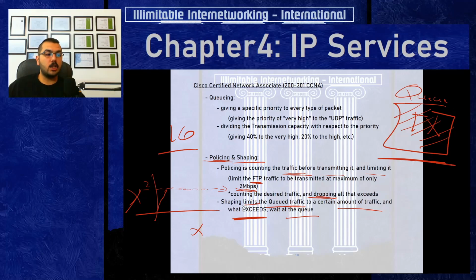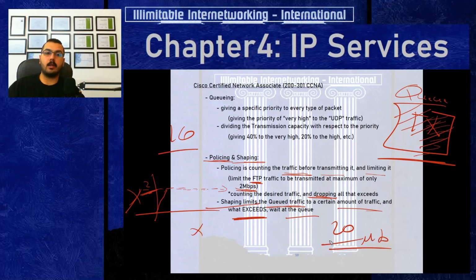But when you apply shaping upon some type of traffic, it will transmit the required traffic, again, using 2 megabits per second, but what exceeds waits at the queue. It will not be dropped and does not need the TCP to retransmit itself. It will be queued again, waiting for the 2 megabits, transmitting 2 megabits every second, and until maybe your traffic is 20 megabits.